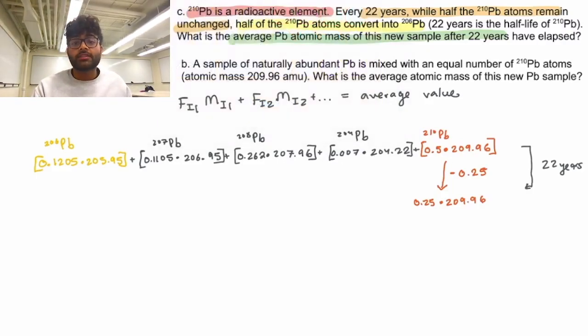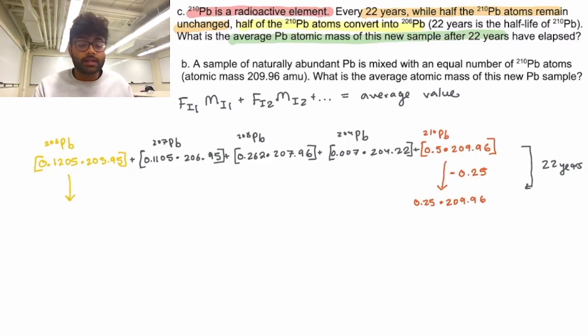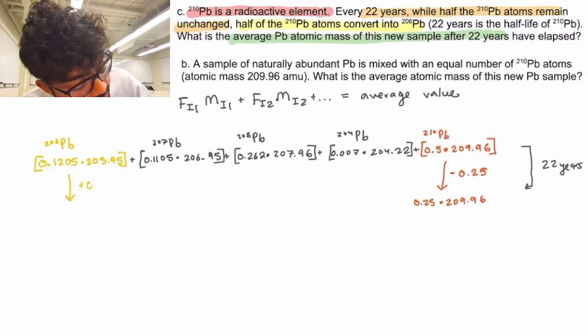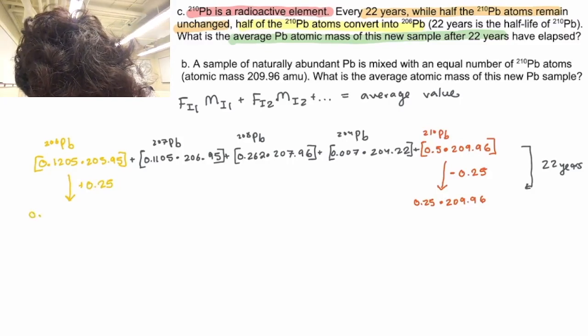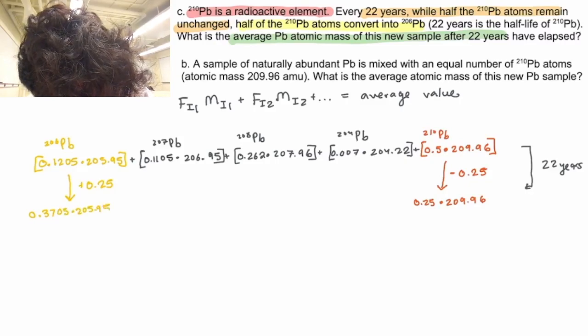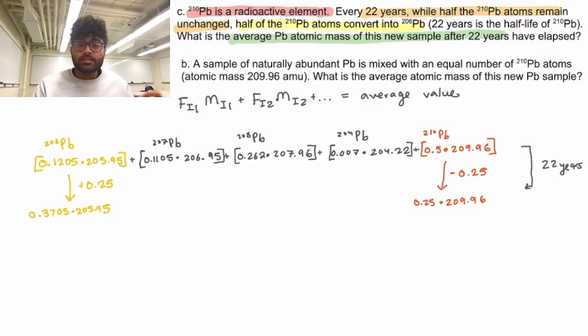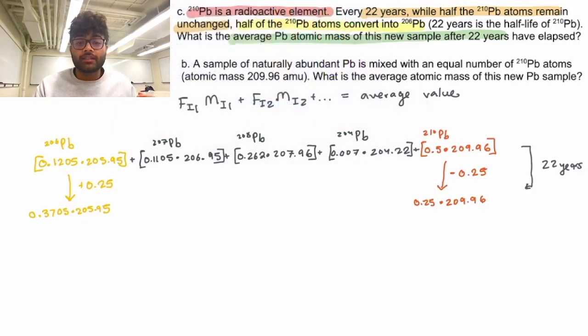Now, let's look at the lead-206. If our lead-210 is reduced by a quarter, and all of that is converted to lead-206, then we know that our lead-206 increases by a quarter. So we add 0.25 to our original fraction, and we get the same mass. Now, we know it's only lead-206 and lead-210 that are changing, so let's add in the same information for our other isotopes to our equation.